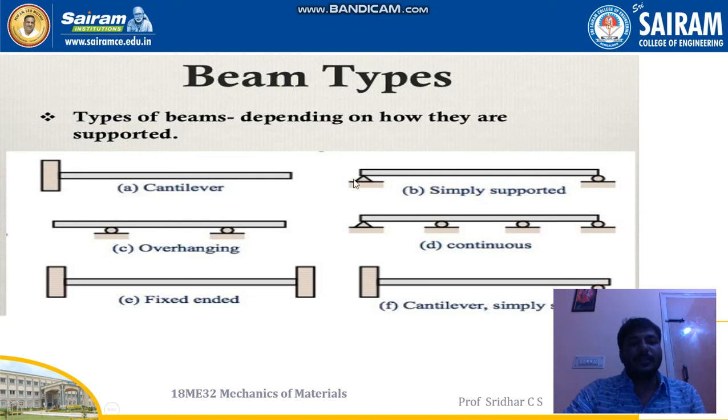Next is the simply supported beam. For the simply supported beam, both ends have a support. One end might be fixed, and the other end might have some other support, like a roller support or a hinge support. Whichever support we take, a beam with support at both ends is normally called simply supported.